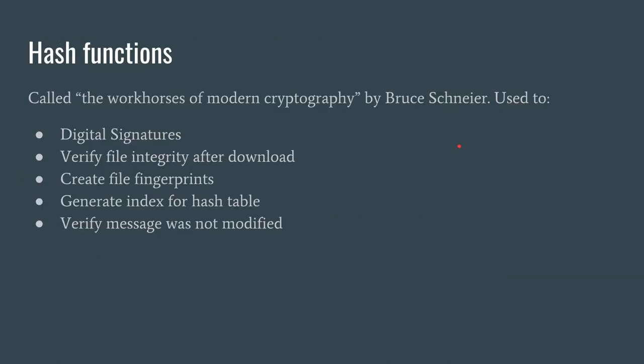These turn out to be super useful. Security researcher Bruce Schneier called these the workhorses of modern cryptography. They're used in digital signatures, which we'll look at in a second. You can use them to verify file integrity after download, so you can check that the contents of the file you downloaded hash to a known good checksum. You can use it to create file fingerprints for caching. You can use it to generate indexes on a hash table. You can use it to verify that a message is not modified, which we'll check in a little bit. So hashing algorithms are super, super useful in not just cryptography, but all of computer science.